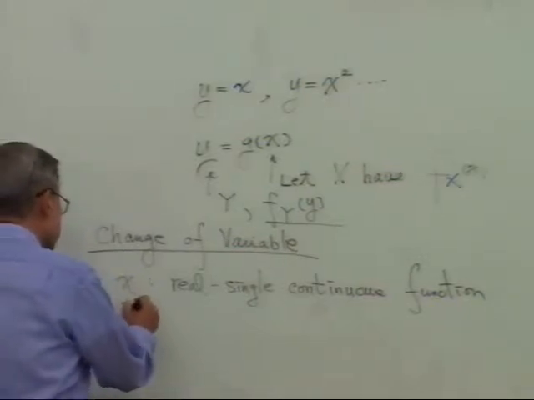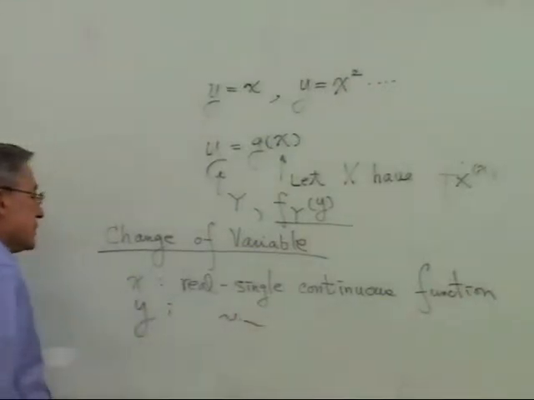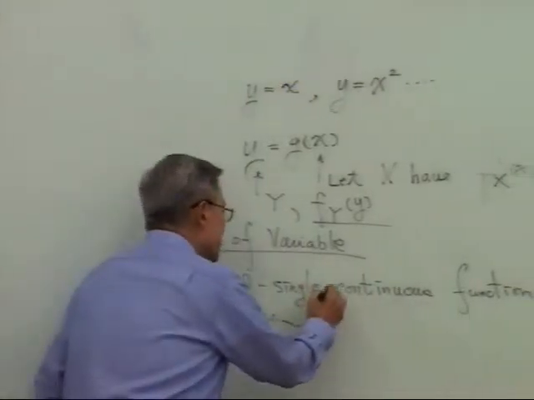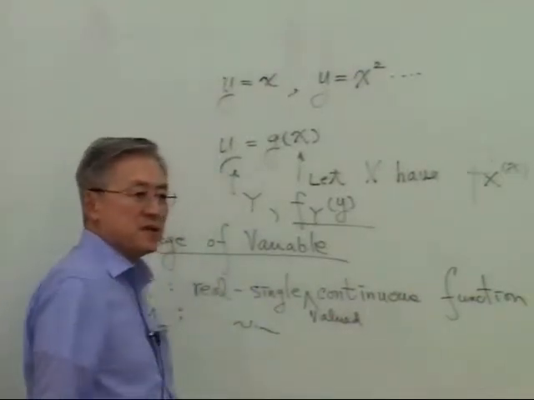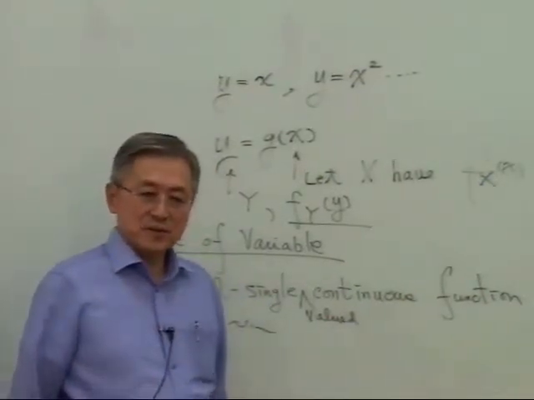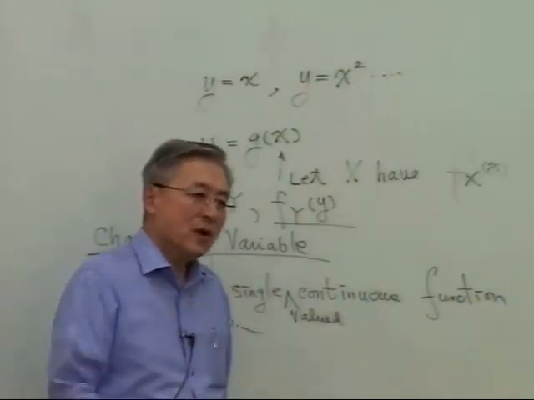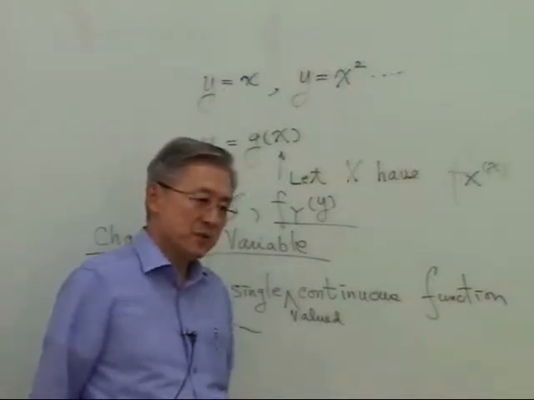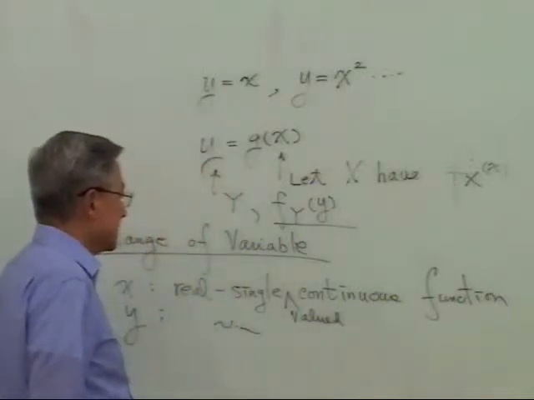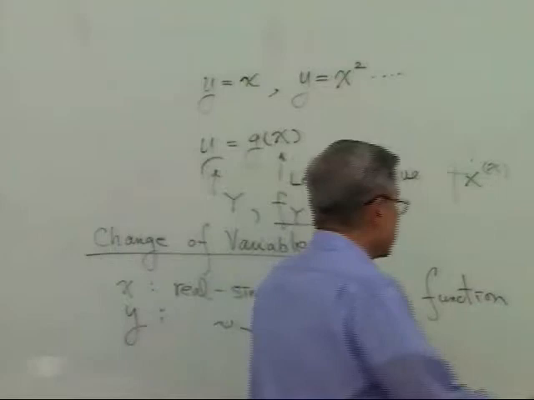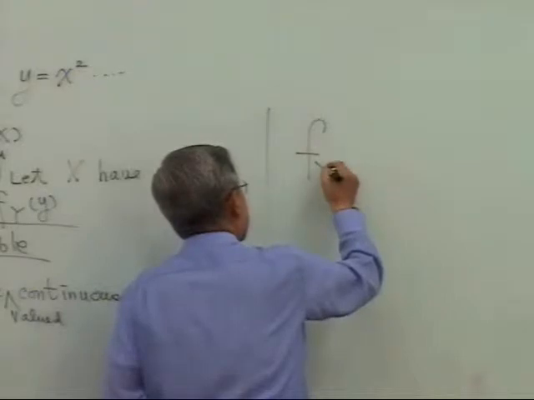And y is also a real single-valued continuous function. Let's say it has a one-to-one relation: for one value of x, you have one value of y. It's real and it's continuous. Those are the assumptions. Then the question we are looking for is f_Y(y).